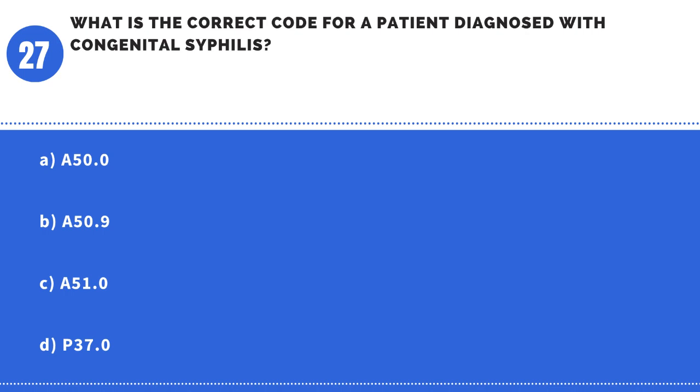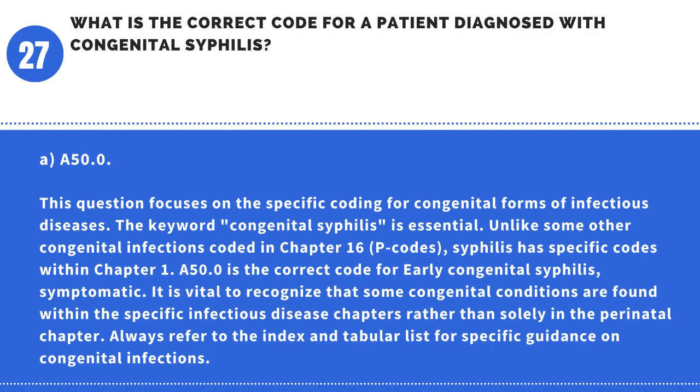Question 27. What is the correct code for a patient diagnosed with congenital syphilis? A. A50. B. A59. C. A51. D. P37. Answer A. A50. This question focuses on the specific coding for congenital forms of infectious diseases.